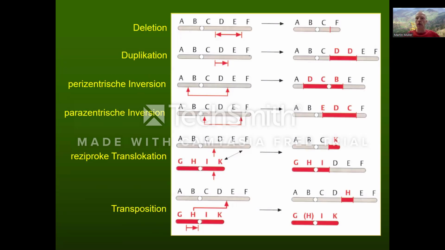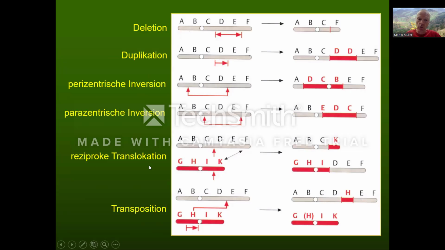And that is depicted here on this slide. So a deletion, there is a break here and a break here, and you lose the DNA. That's why the segment DE is lost here. Or you duplicate the D part. There are inversions, where you have a break here and a break here, and this part reinserts into the chromosome, but in the opposite orientation. Depending on whether the centromere is included, one distinguishes between pericentric and paracentric inversions.